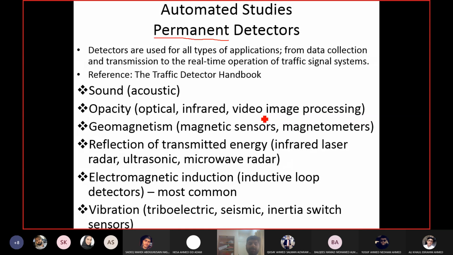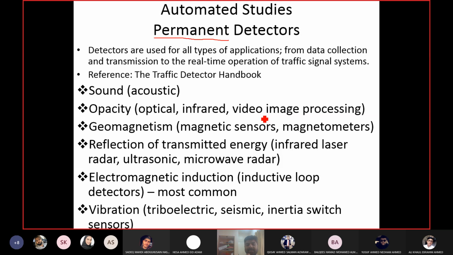Okay. Then we have electromagnetic induction, which are also known as inductive loop detectors. Okay, they are very common. The ones which we use on signals are basically inductive loop detectors, and they are installed below the surface of the road. Okay, so there are two. So when a vehicle passes from one to the other, they will record the time and then record the speed of the vehicles and so on.